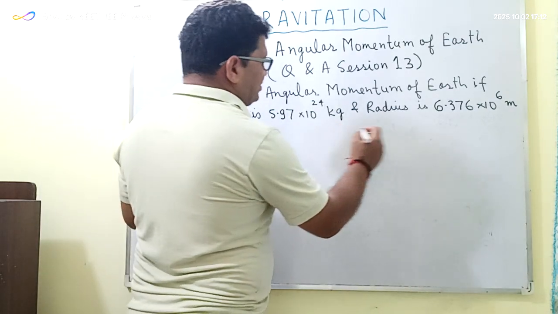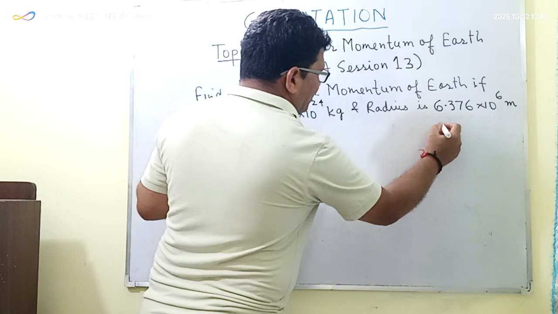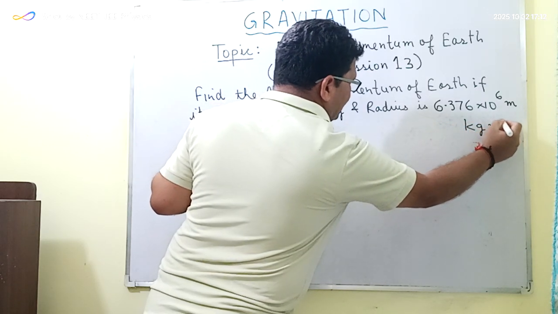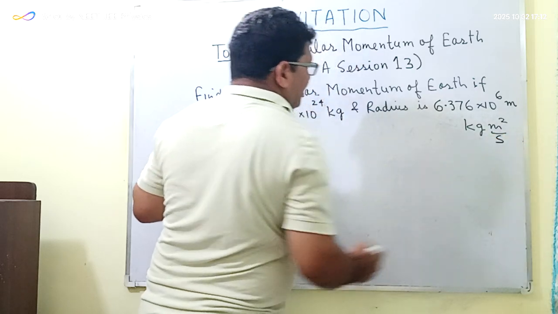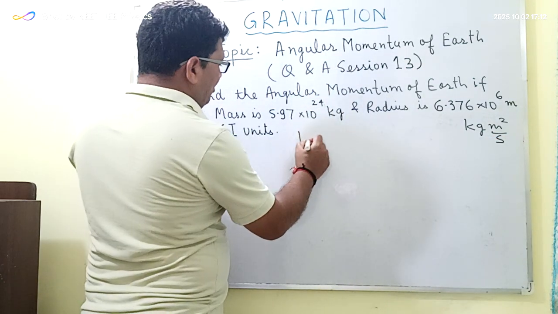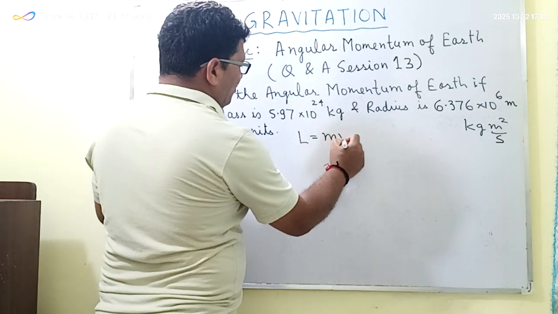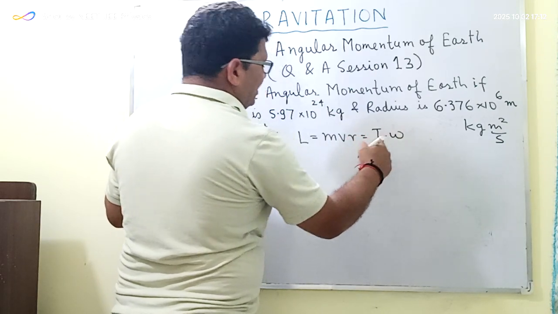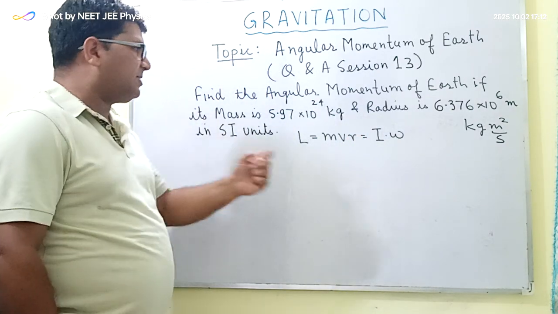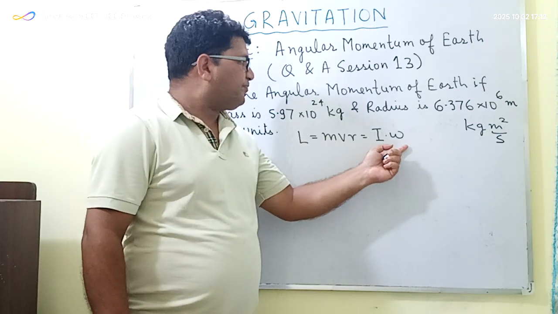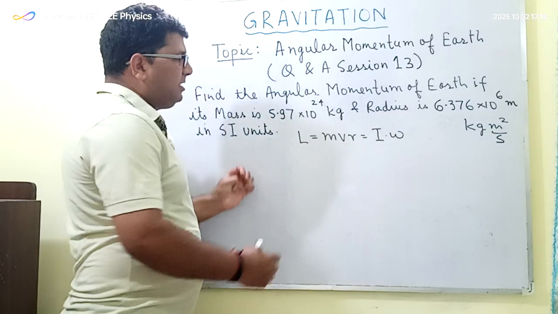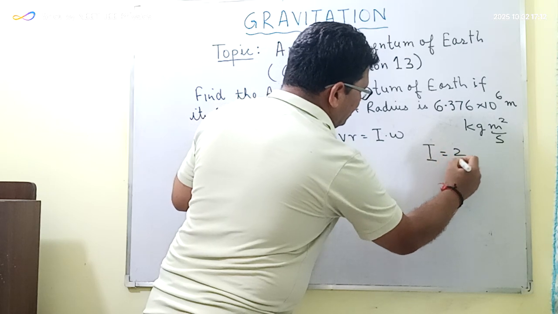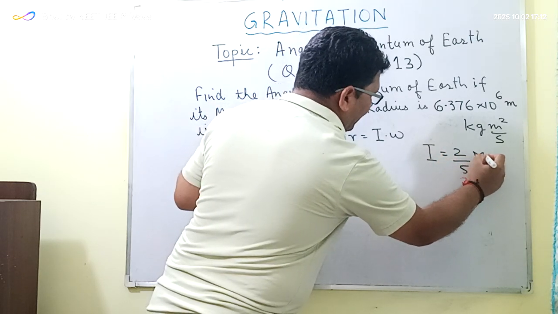In the SI system of units, the unit of angular momentum is kg meter square per second. Angular momentum is equal to m into v into r, and this is also equal to I into omega, where I is the moment of inertia and omega is the angular velocity. In the case of the Earth, the moment of inertia I is equal to 2 upon 5 m r square.